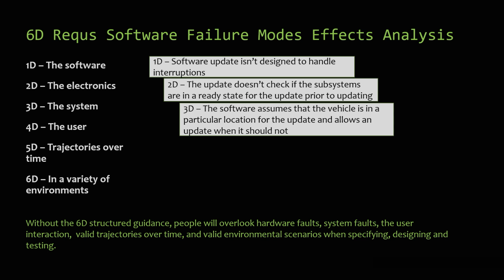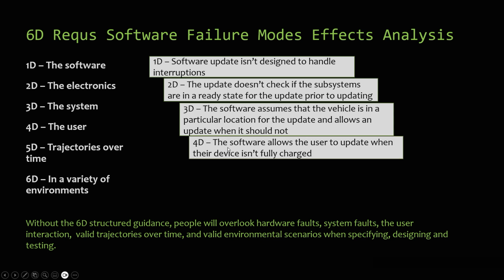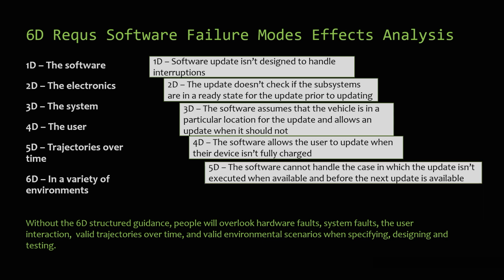Example of 3D: the software assumes that the vehicle is in a particular location for the update and allows that update when really it should not. 4D: the software allows the user to update when their device isn't fully charged. That could lead to it being disconnected in the middle.